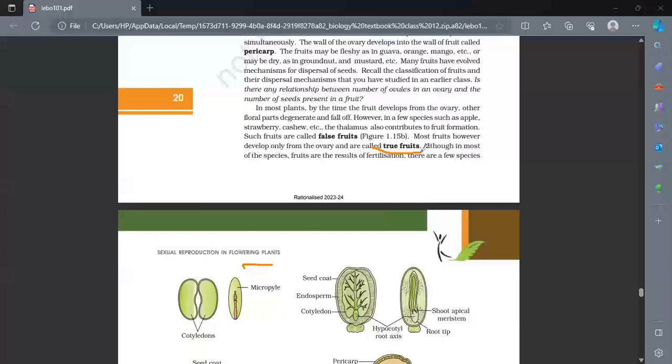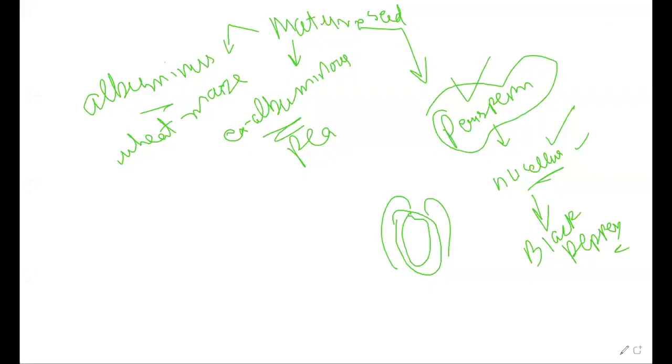But the cases like cashews, strawberries, and the apple, they have said, okay, just a minute. Let me open a white screen. This needs to be very clear in your mind: when I'm talking about a fruit, what is the origin of the fruit? The fruit originates from a mature ovary. It is very clear where the fruit is coming from.